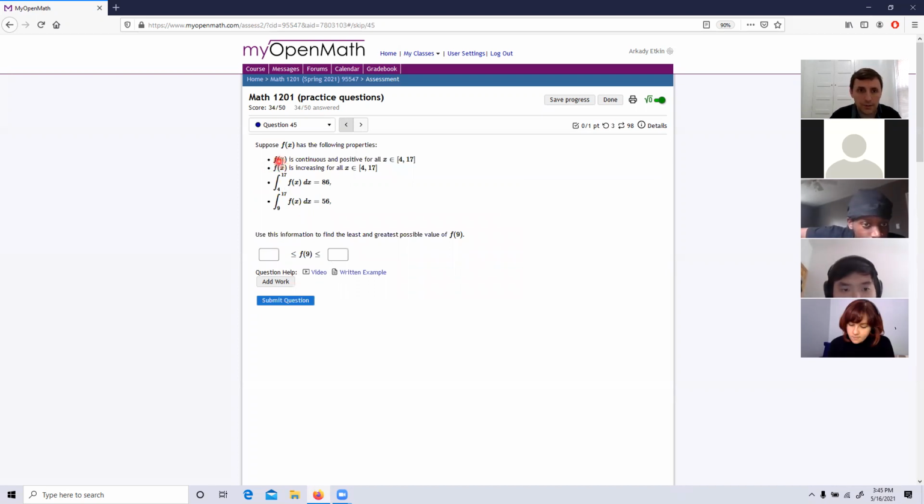What about 45? Continuous and positive from 4 to 17, increasing from 4 to 17, right? And then we have this information and that information. So f of 9? Look at it, guys. It's an area. That's still something that you would understand if you read more about the integral. The area from 4 to 17 is 86, and from 9 to 17 is this. And they're asking me about f of 9. Between what values can it be?